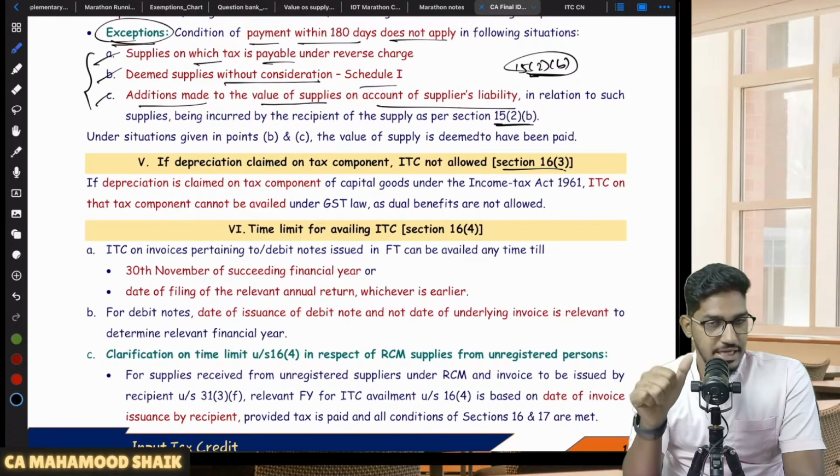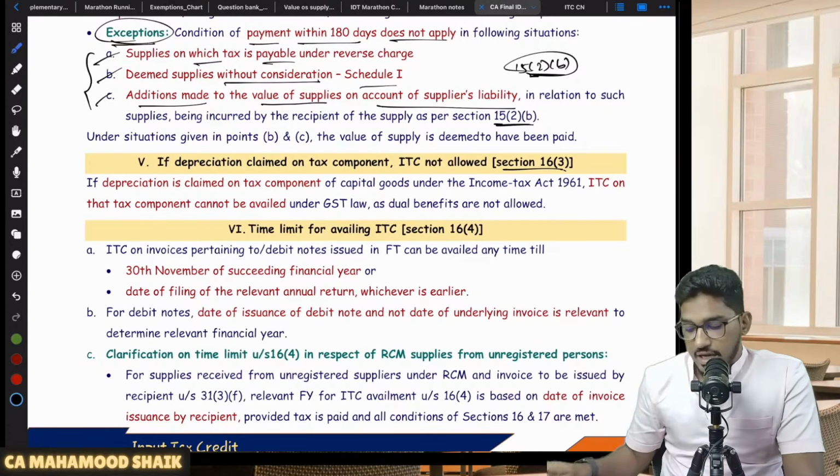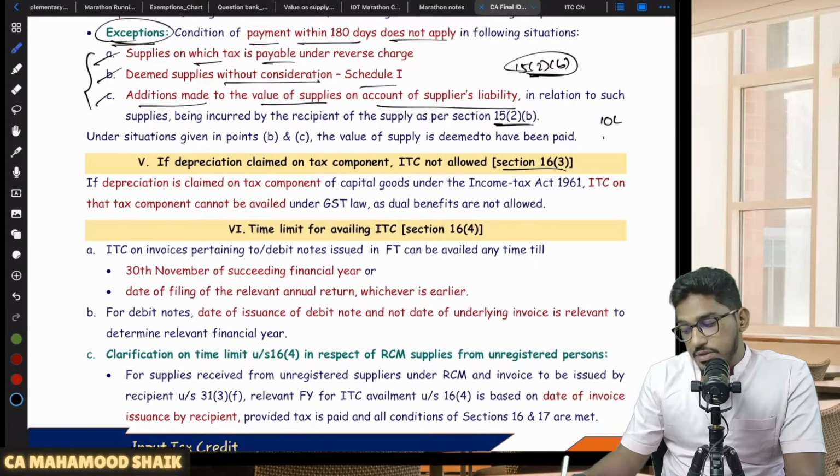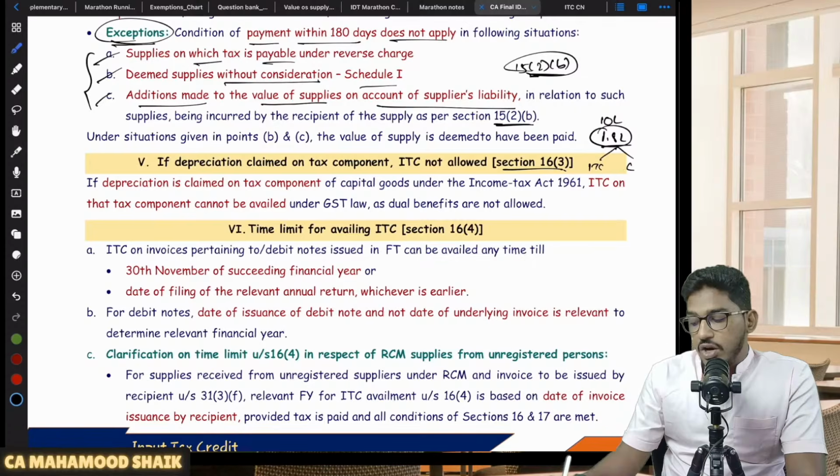In case you are purchasing a capital asset, let us say I am purchasing capital goods for 10 lakh rupees, in which 1.8 lakh rupees of GST is also involved. Either you can claim ITC on this 1.8 lakh rupees or you can capitalize it. If you are capitalizing, it means you are claiming depreciation. So both will not be allowed.